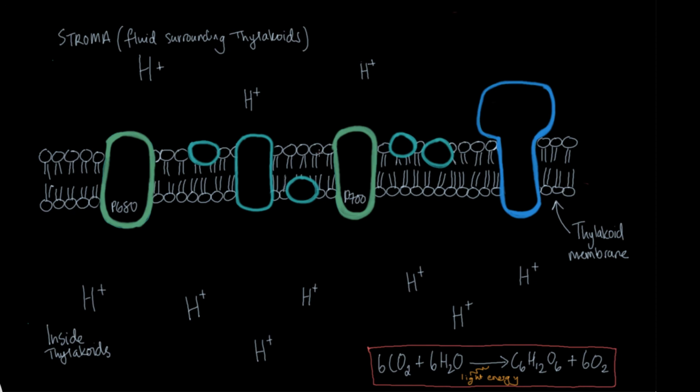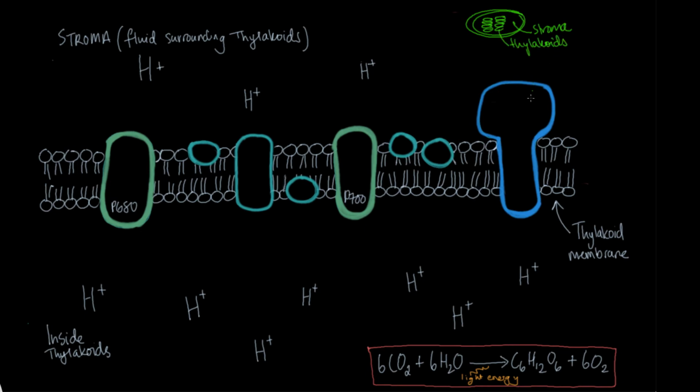Okay, so this is a diagram of the membrane of the thylakoid. And if you can remember, in our chloroplast, there's a double membrane. This fluid here is called the stroma, and these are the thylakoids.